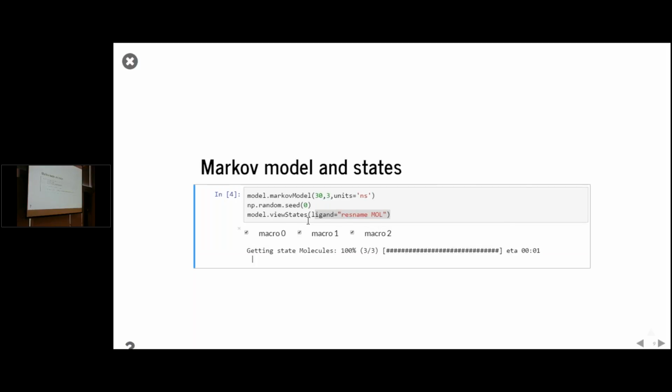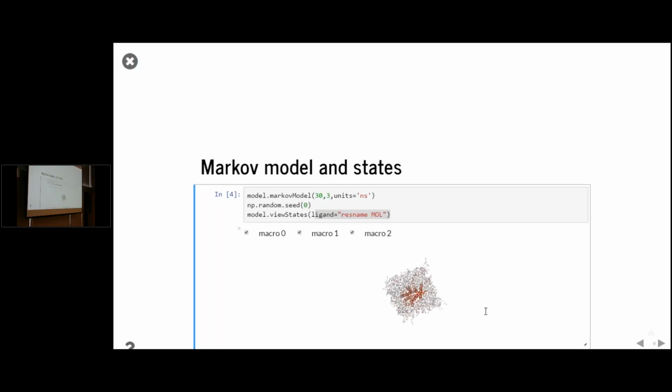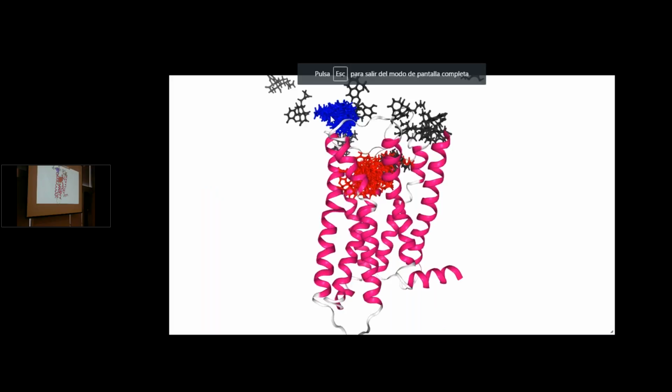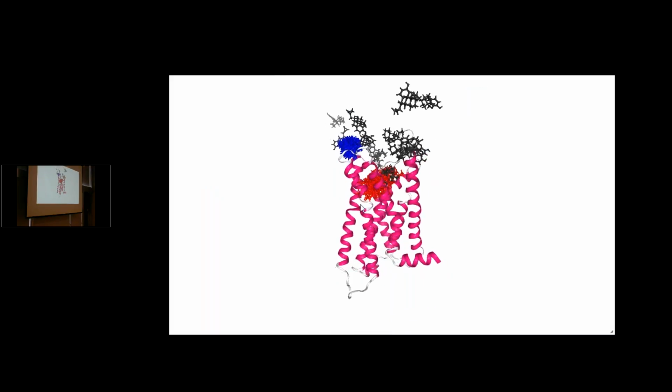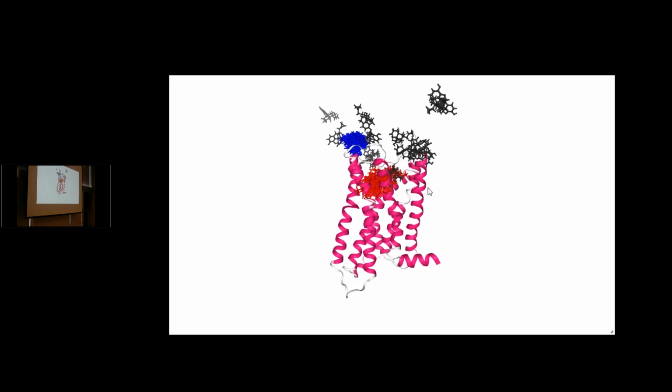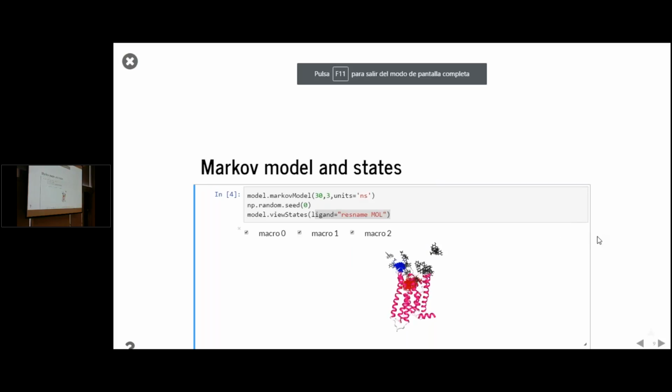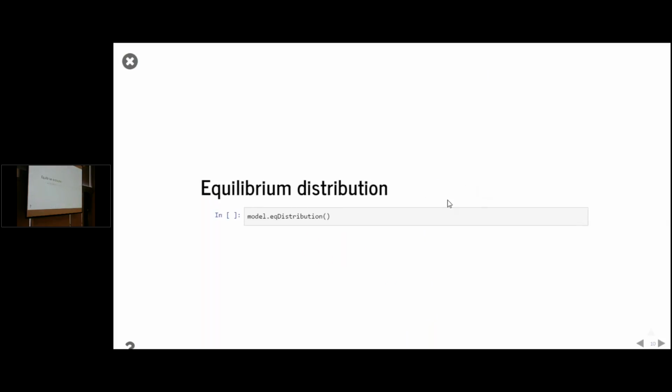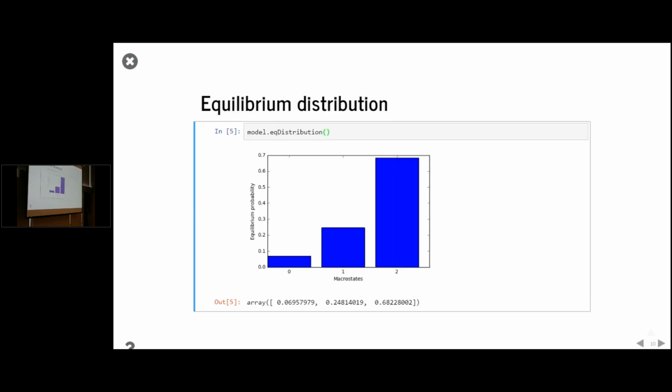So it should visualize our macrostates now. Perfect. If you look at this, there are essentially 3 states: the blue state, the red state, and the black state. The black state, as you can see, is both in interaction with the protein and not in interaction with the protein. It's the bulk and also some stuff interacting with the protein, so we would like to split that actually. If we look at the equilibrium distribution, most of the population is in that kind of bound-unbound state, in state 2.